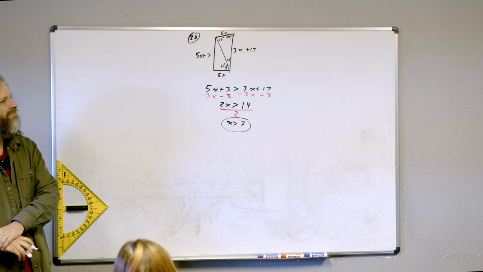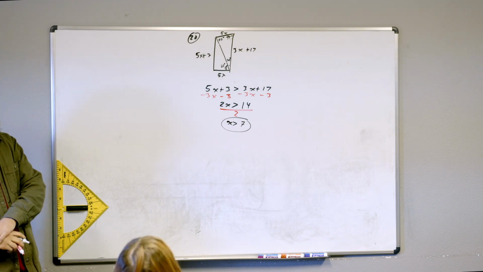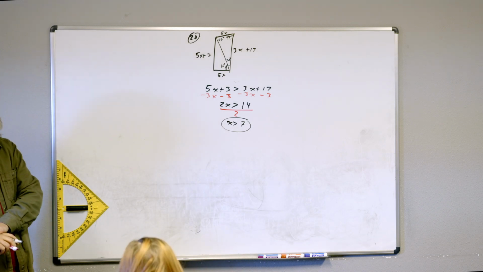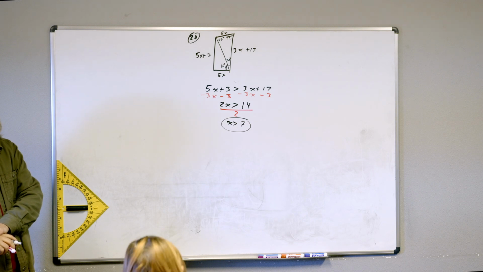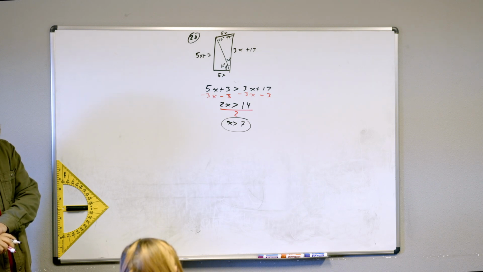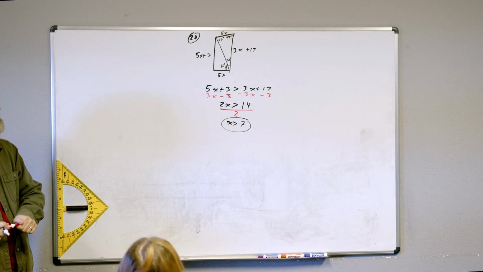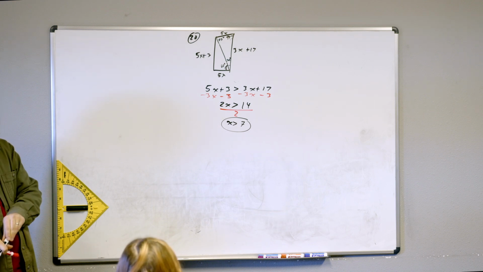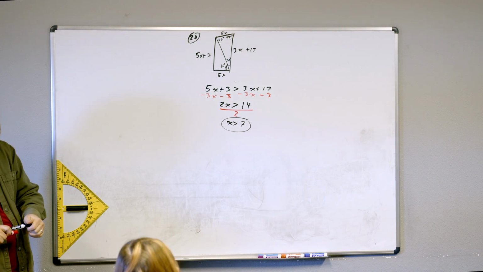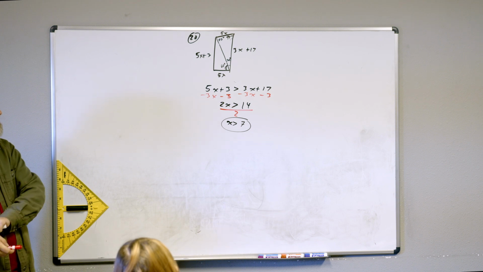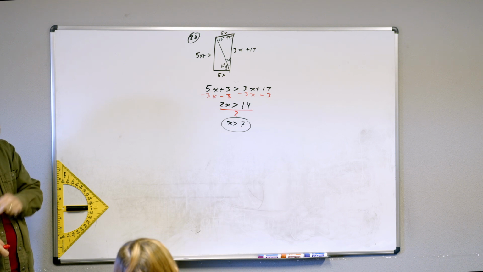Mm-hmm. We don't have to do more to find something that x has to be less than? What would we have to do, and how would that work in this problem? 3x plus 17 is greater than 5x. But that's not a true statement.